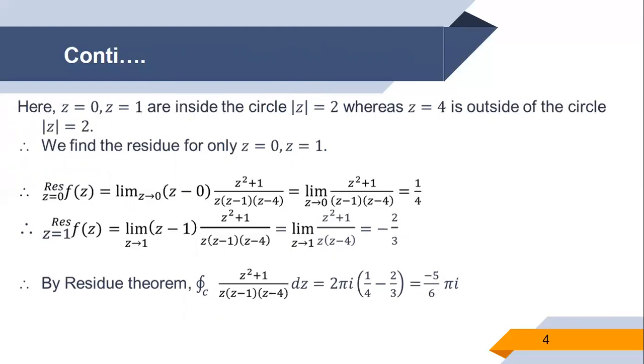And radius is 2. So we draw the circle. We also draw the point z is equal to 0. That means x is 0, y is 0. So 0, 0 point. z is 1, so 1, 0 point. And z is 4, then 4, 0 point. And then we decide which point is inside and which point is outside of the region.